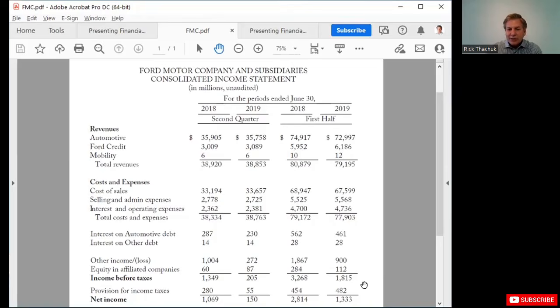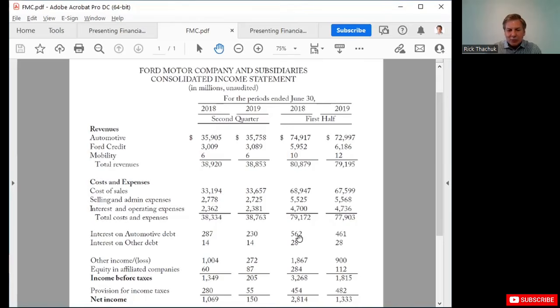If we want to present the first half of 2018, almost identical, just changed the year. Can you present total revenues for me, please? Total revenues is plural, so you should have said total revenues at Ford Motor Company and subsidiaries were 80,879,000,000 US dollars in the first half of 2018.